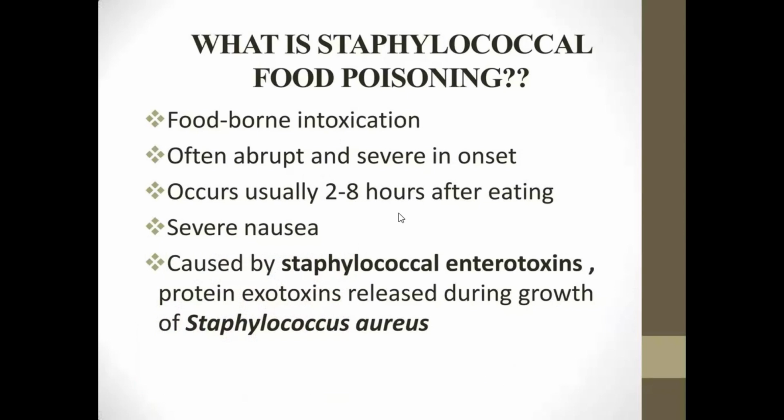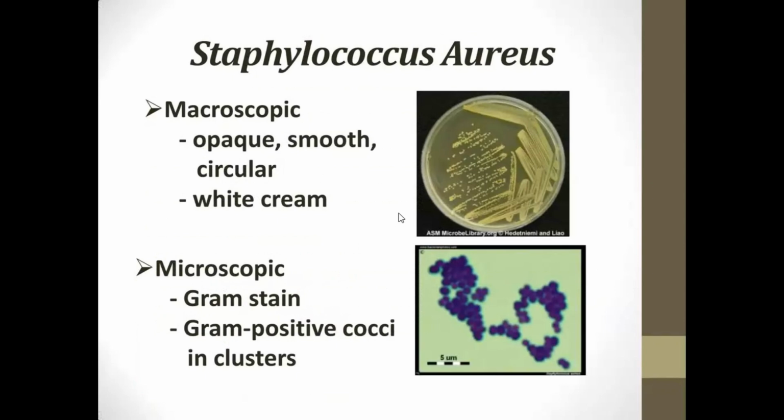Now, when you talk about staphylococci as a reason for food poisoning, these are responsible for producing foodborne intoxication, a term wherein these staphylococci produce exotoxins, and the exotoxins produced by them are called enterotoxins. These enterotoxins are released during the growth cycle of Staphylococcus aureus, and they target your intestinal cells. This results in an abrupt and severe onset of symptoms like nausea and vomiting.